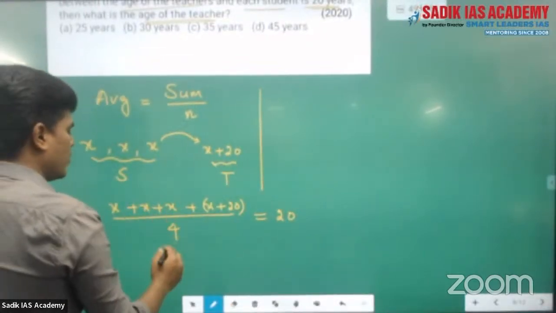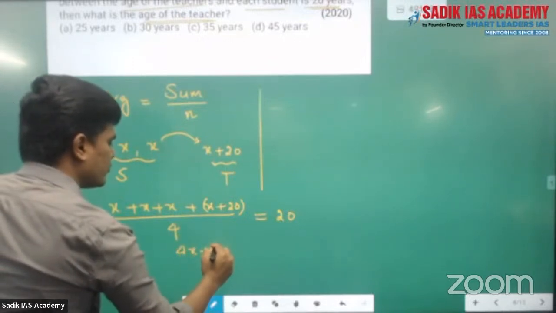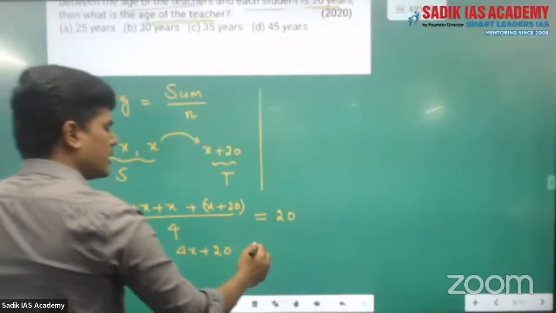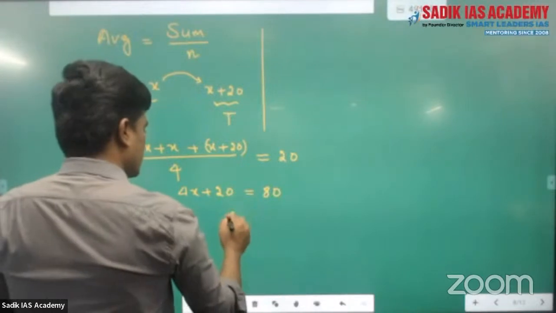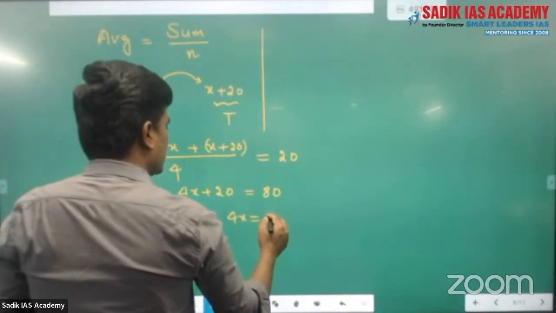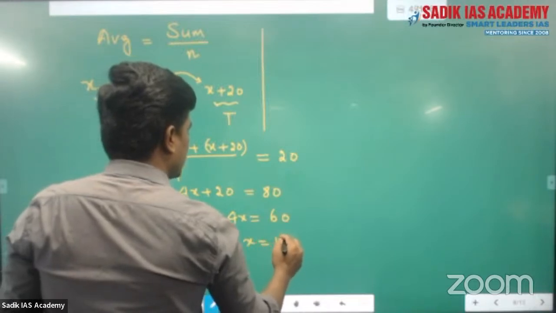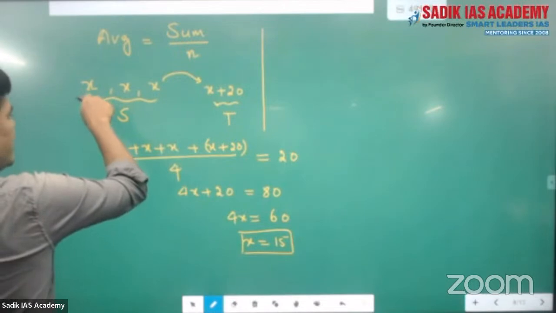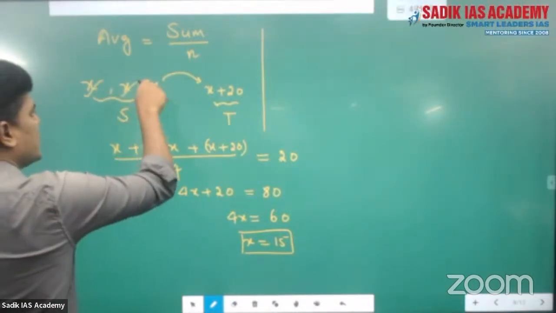If you add all x in the numerator, I'll get 4x plus 20. This is equal to, if I multiply this 4 with 20, I'll get 80. So 4x is equal to 60. So x is equal to 15. When x is equal to 15, each student's age is 15 years.